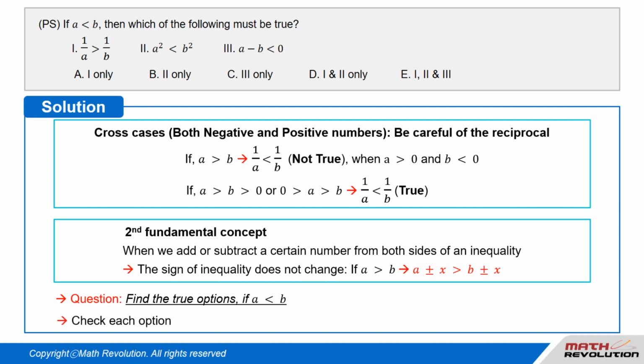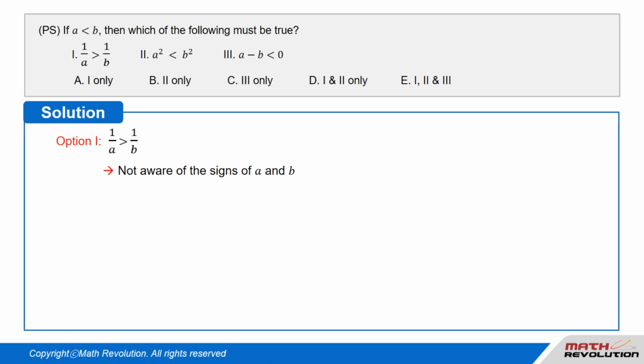Let us check each option. Option 1. 1 over A is greater than 1 over B. Since we are not aware of the signs of A and B, we cannot say anything about the relationship. If A equals 1 and B equals 3, then A is smaller than B, and 1 over A equals 1 over 1 is greater than 1 over B, which equals 1 over 3.